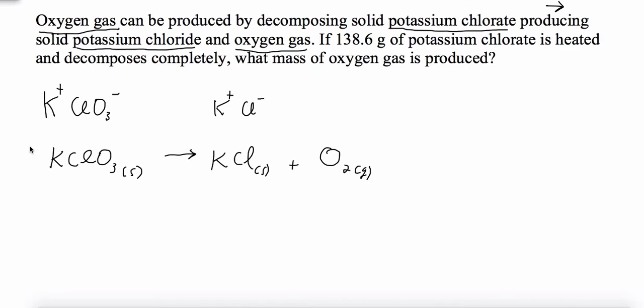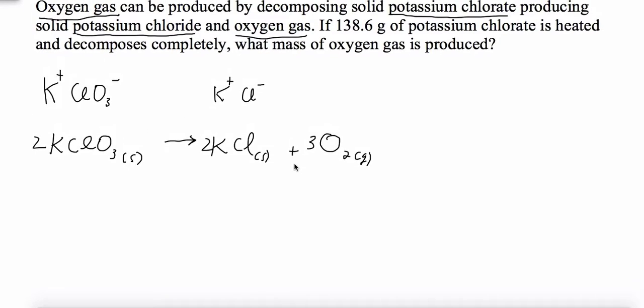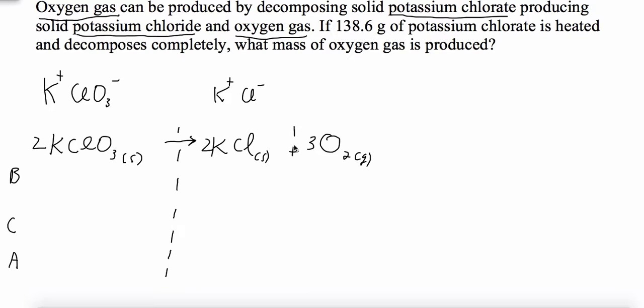Next, we're going to balance these, so that's going to require 2 here, and 3. It's really the oxygens that make this evident. 6 oxygens here and then 6 oxygens there. So we're going to go through now, and we're going to do our BCA Stoich table. So I'm going to put B, C, A here. I'm going to make my dotted line right down the middle there, and one line here. I'm going to break this up.